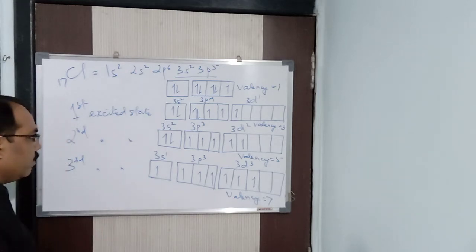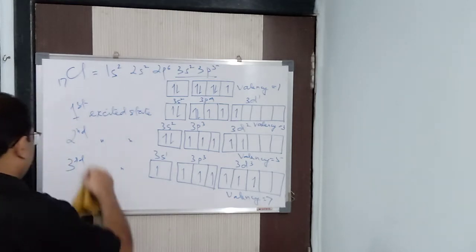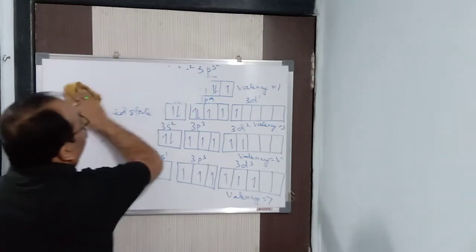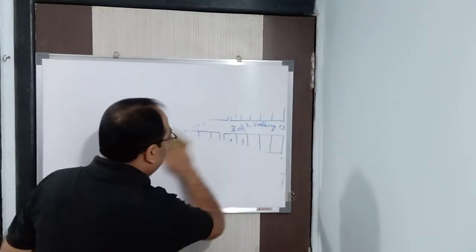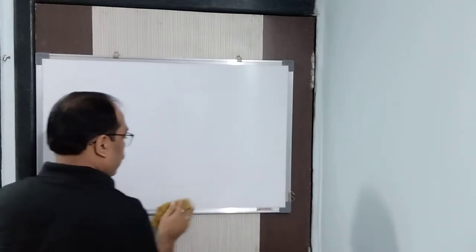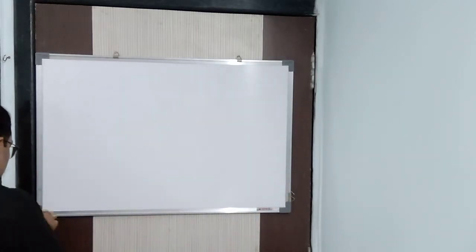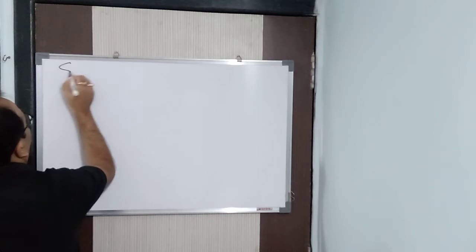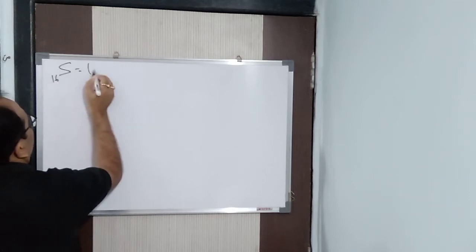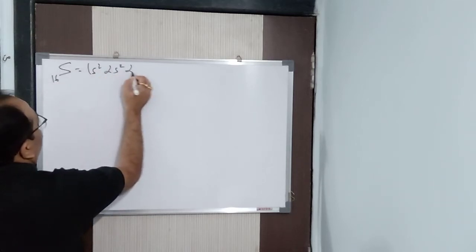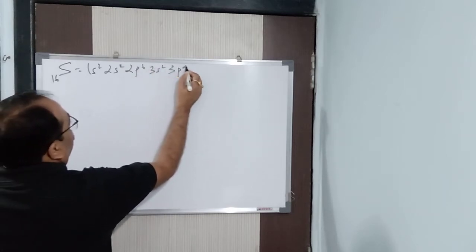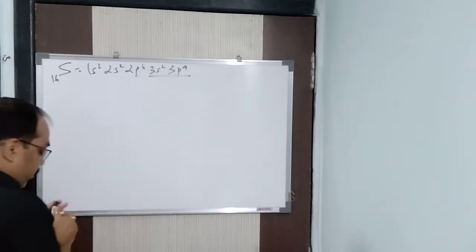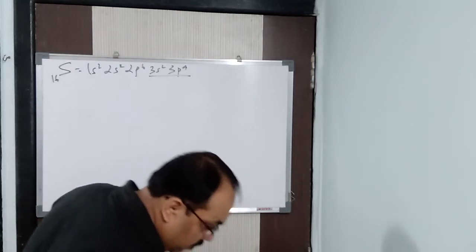Sulfur also has variable covalency of 2, 4 and 6. Let me show you for sulfur. Same thing, you can see it here. Sulfur atomic number 16. So 1s2, 2s2, 2p6, 3s2 and 3p4. You can see 6 electrons are there in case of sulfur.